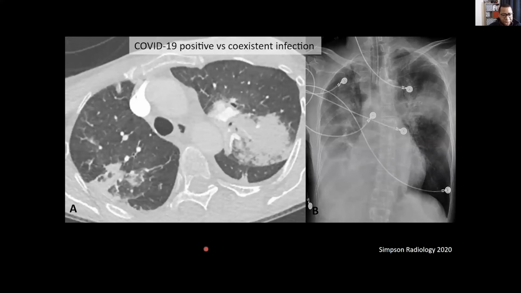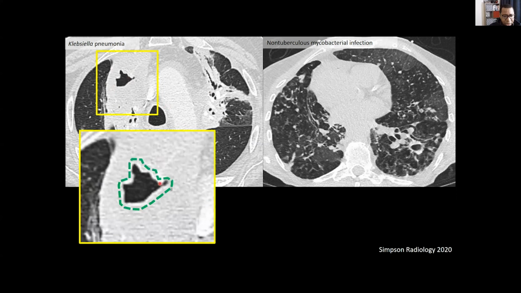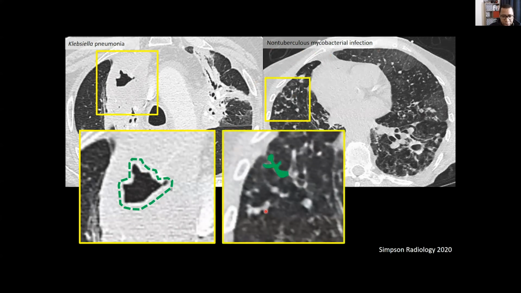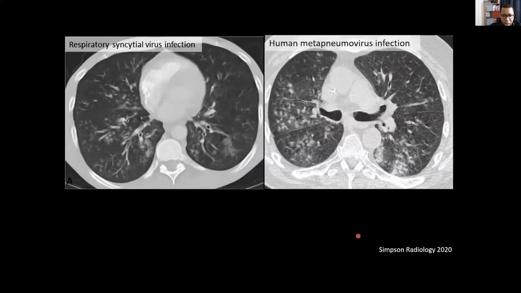So thinking about some atypical features, right? So this is a patient who is COVID positive, but with a more focal area of consolidation. So this should make you think of coexistent infection, right? In addition to the COVID-19 pneumonia. Another case here. So extensive consolidation, as you can see when you zoom in here, you see a cavitary lesion, right? This is not a typical finding of COVID-19 pneumonia. Patient to the right, non-tuberculous mycobacterial infection with thromboembolism opacities, right? And some cavitation. These are atypical findings of COVID-19 pneumonia.